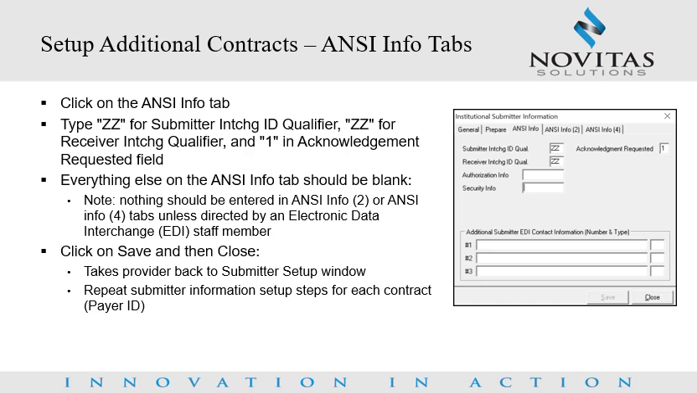Please note that nothing should be entered in the ANSI Info 2 or ANSI Info 4 tabs unless directed by an Electronic Data Interchange or EDI staff member. The provider then will click Save and Close. This will take them back to the Submitter Setup window where they can repeat the submitter information setup steps for each contract or payer ID.